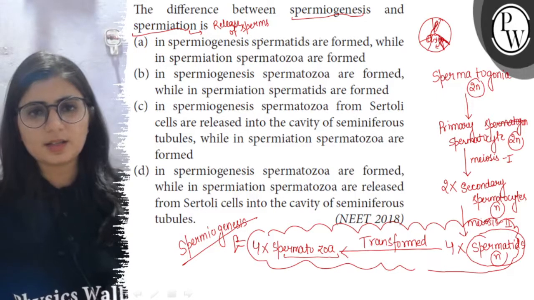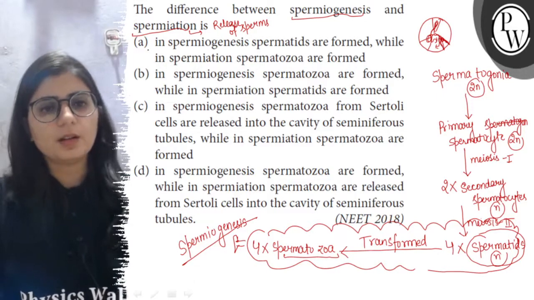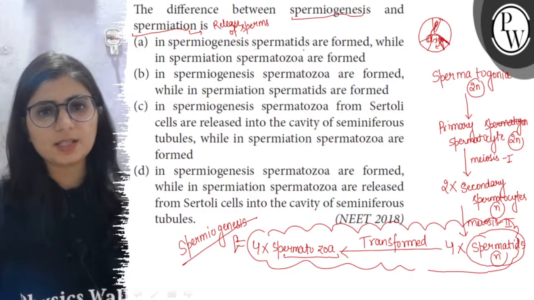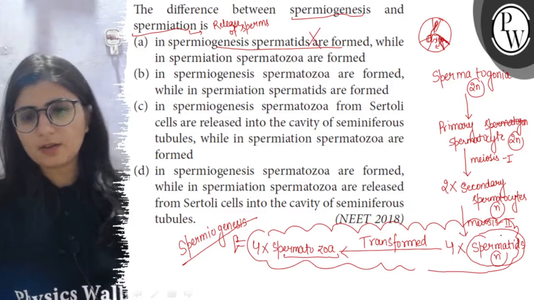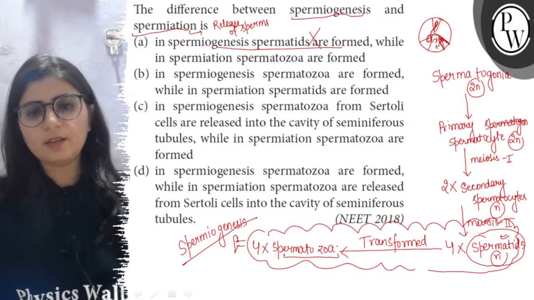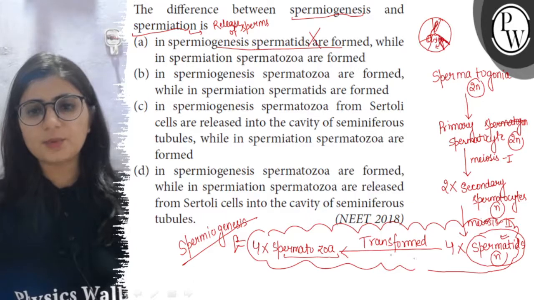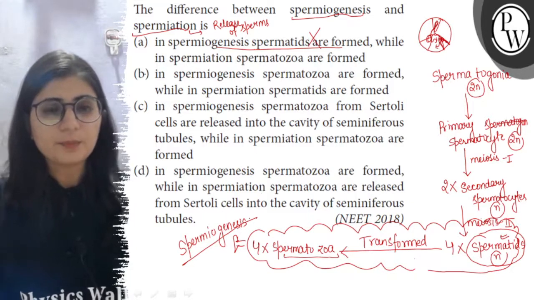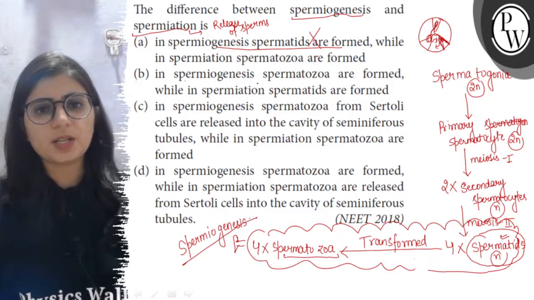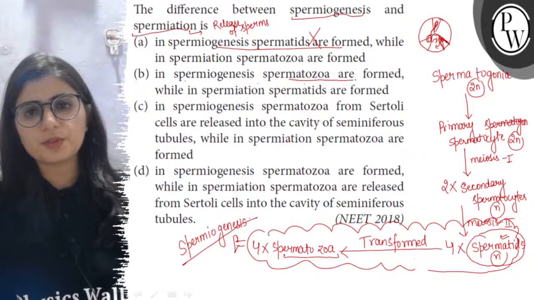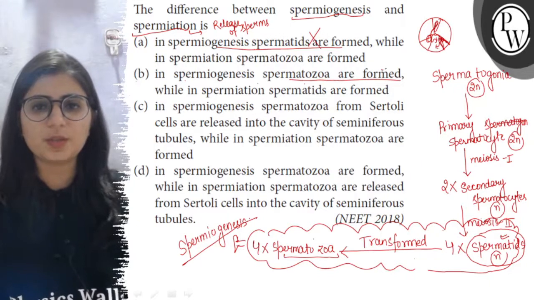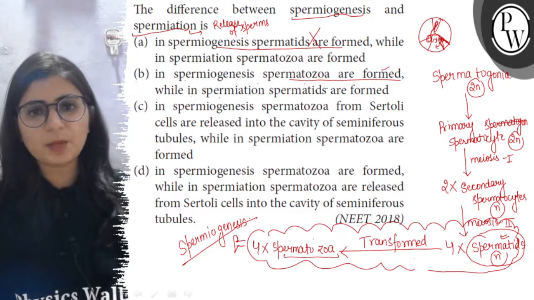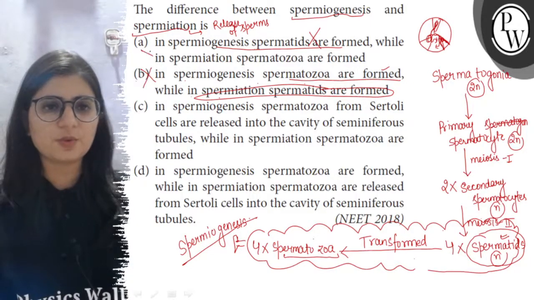Now let's see the options here. Option A is, in spermiogenesis, spermatids are formed. So this is wrong, because spermatids have already been formed and they get converted into spermatozoa. That process is called spermiogenesis. Then in option B, in spermiogenesis, spermatozoa are formed. So this is right, because in spermiogenesis, spermatids are transformed into spermatozoa. While in spermiation, spermatids are formed. So this is wrong here, because spermiation is the release of sperm. So these two are wrong.